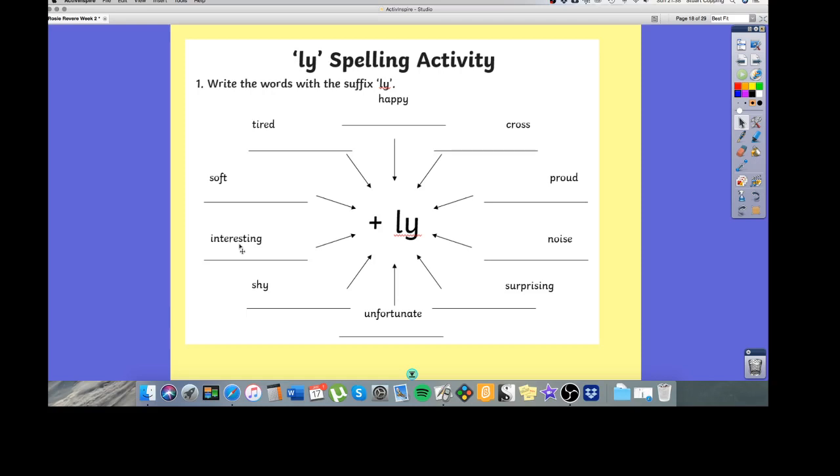Once you have done this, then there is a little bit of an extra. Can you use these in some sentences? And again, just like we did with our examples, try and do it at the start of the sentence. So happily, what happened? Crossly, proudly, noisily, surprisingly, unfortunately, shyly, interestingly, softly, tiredly. Tiredly, the old man got out of bed. Okay, you're not allowed to use that one, but that's an example of one. So you've got space in your English book to write some sentences, choosing some of those adverbs.